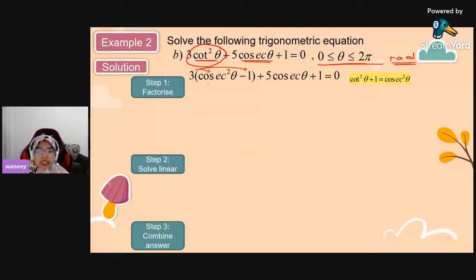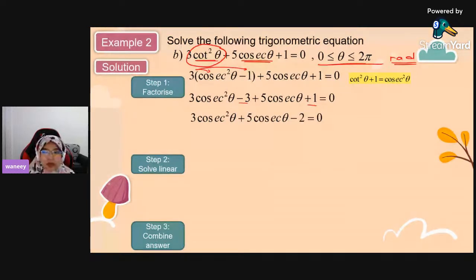Okay, so this is 3 cosecant square theta minus 3 plus 5 cosecant theta plus 1 equal to 0. Simplify them a little bit. The constant needs to be with the constant. So negative 3 plus 1 will become negative 2. So we got 3 cosecant square theta plus 5 cosecant theta minus 2 equal to 0.